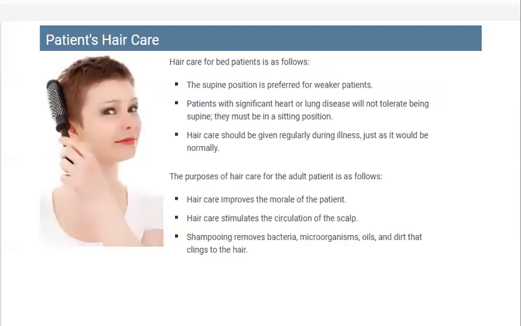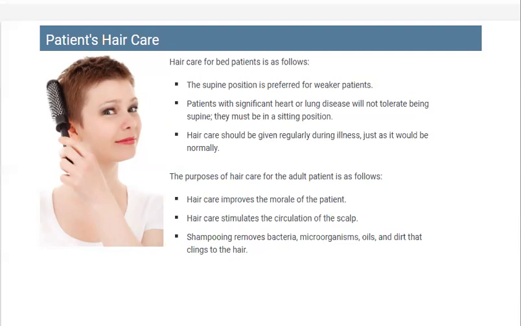Patient's hair care. Hair care for bed patients is as follows. The supine position is preferred for weaker patients. Patients with significant heart or lung disease will not tolerate being supine. They must be in a sitting position. Hair care should be given regularly during illness, just as it would be normally.